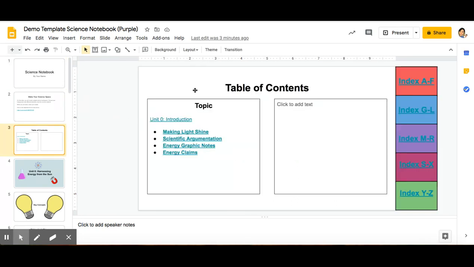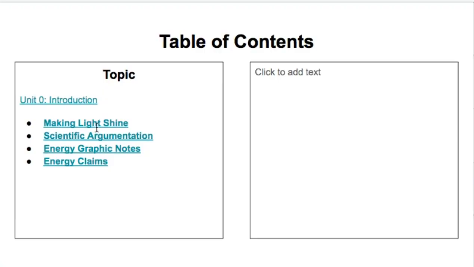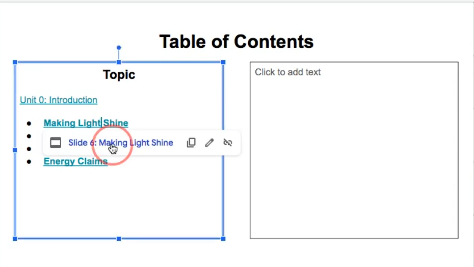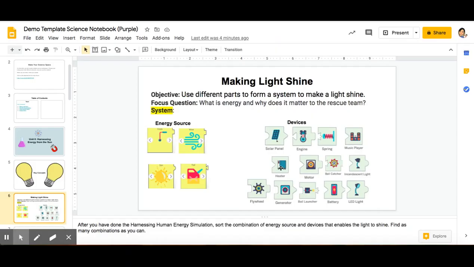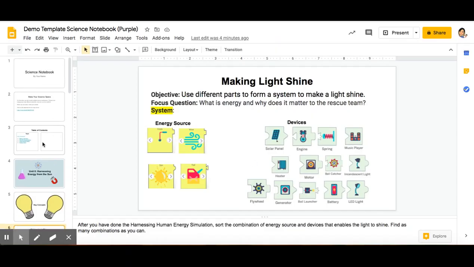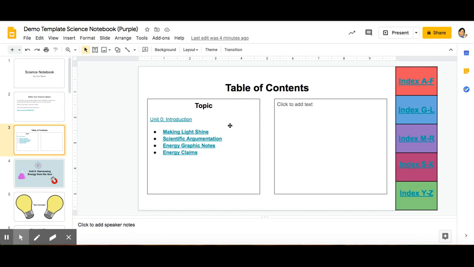One thing to note when you have students do their notebooks is having them link different pages. In this page, they make their table of contents or update their table of contents, and topics are linked to whatever slide it's on. For example, if I were to click on Making Light Shine, it would take them to the slide about that. So it just makes it easier to access, especially when you get further along in the pages.